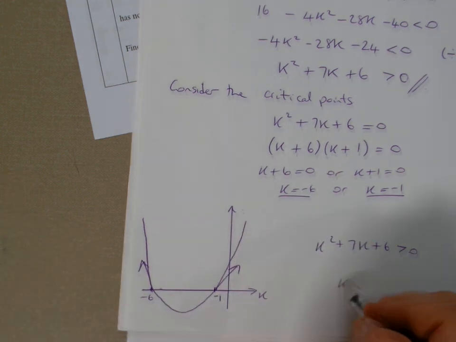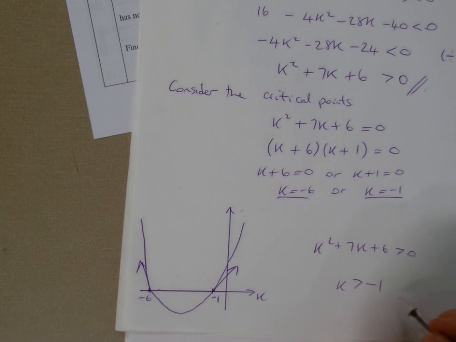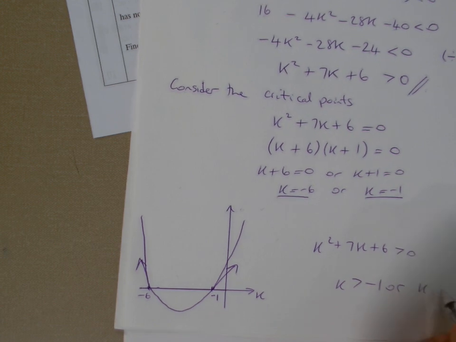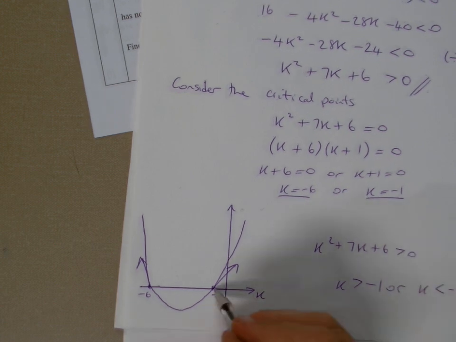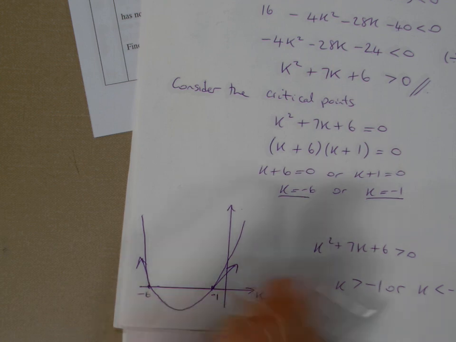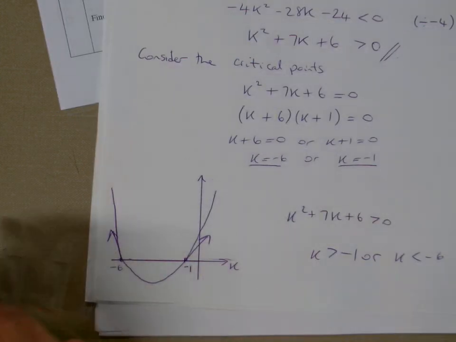So k in this case will be greater than minus 1, or k will be less than minus 6. So it's either greater than minus 1 going that way, or it's going to be less than minus 6 going that way.